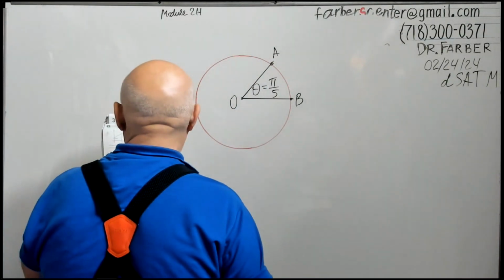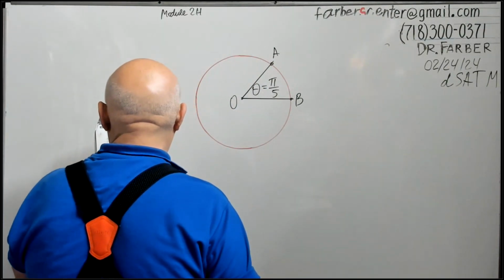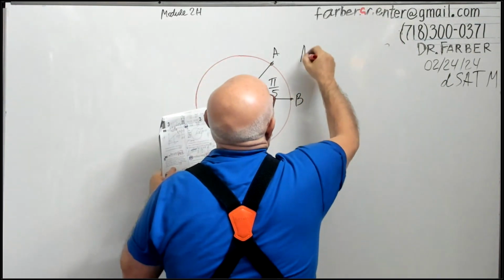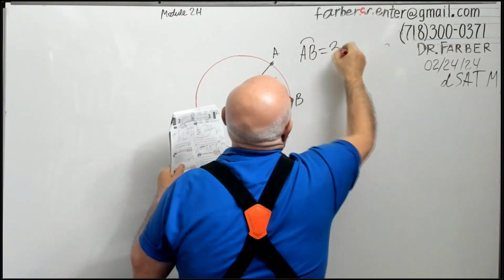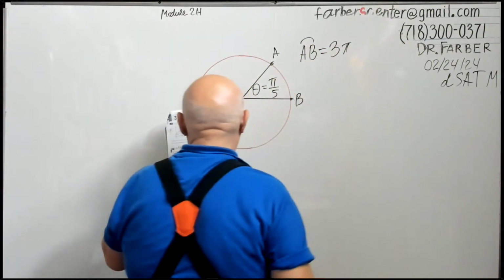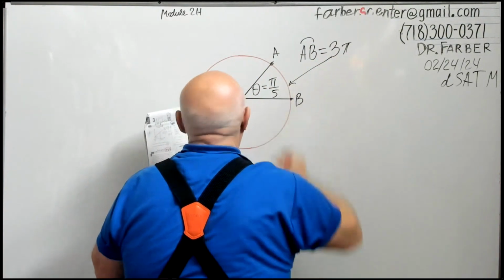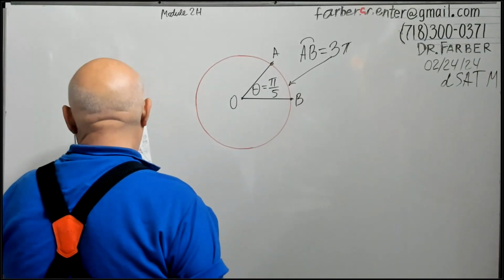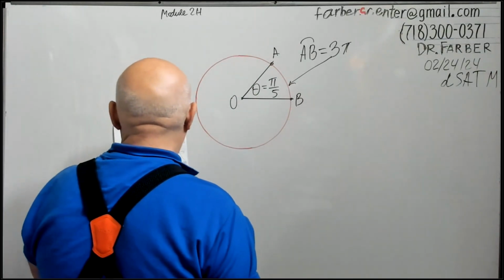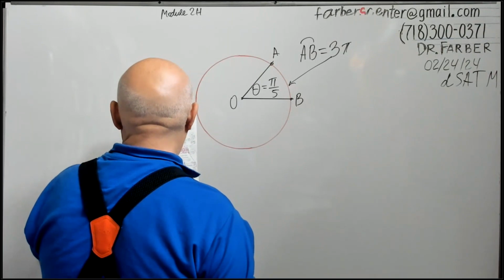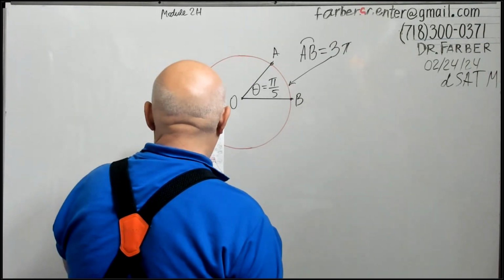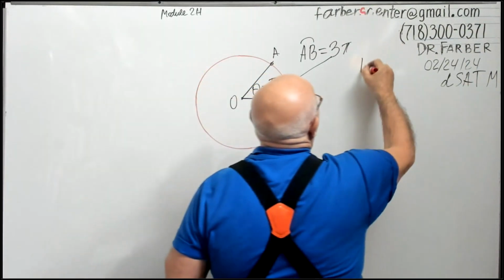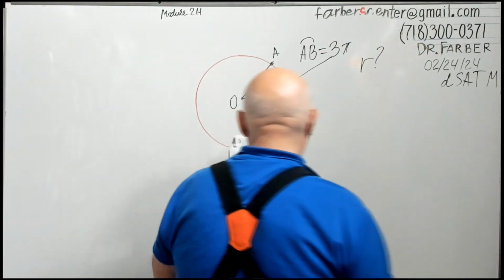Okay, and the length of the minor arc is 3 pi. So this arc AB equals 3 pi. This length. What is the value of, what do we have to find here? Radius. Right? Radius. Nothing else here.